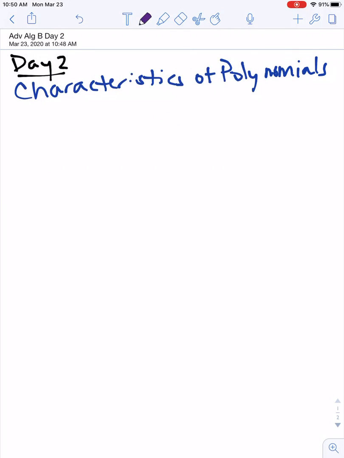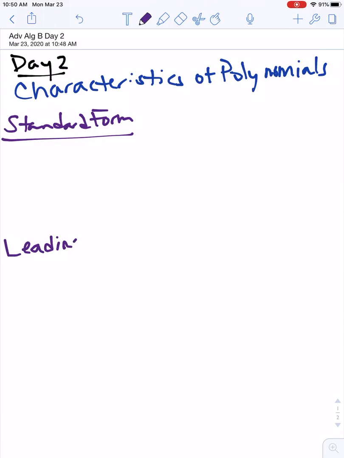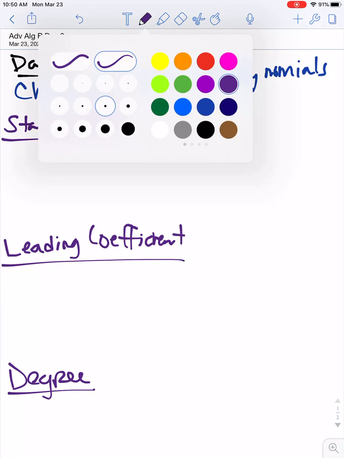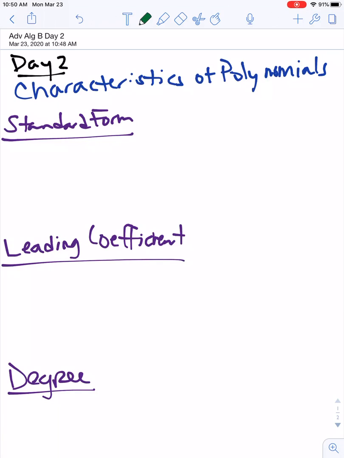So your three main things that we're going to cover about polynomials are standard form, and you may have gotten to this in your algebra class. Alright, but we have standard form, we have leading coefficient, and we have degree. So those are our three main things that we're going to be learning about polynomials today, and the three main things that we're going to need to remember about them.